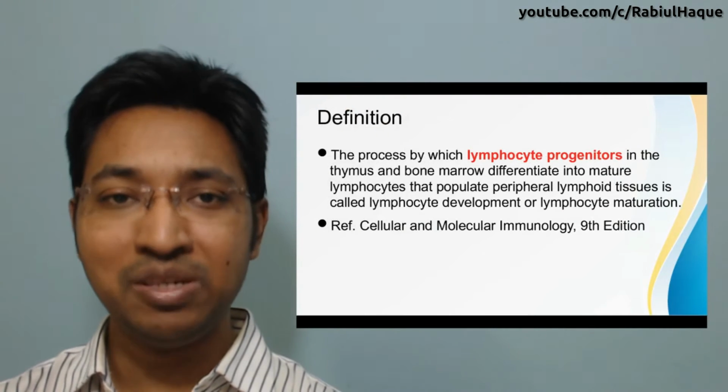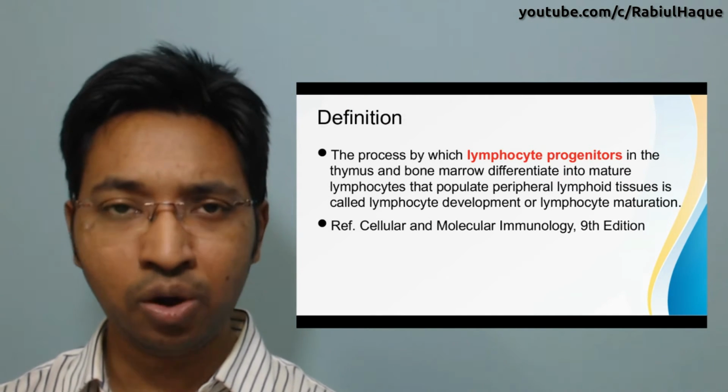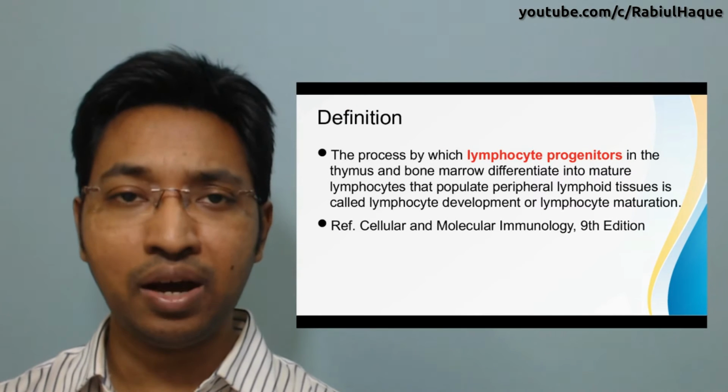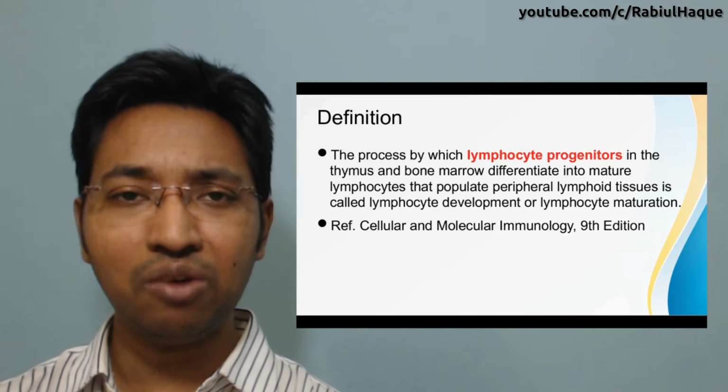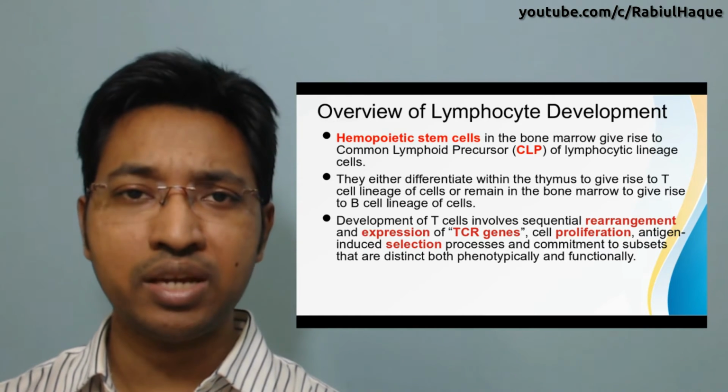Okay, so I am repeating this definition one more time for my students and then we will move on. So how can we define lymphocyte development? It is the process by which lymphocyte progenitors that are located in the thymus and bone marrow differentiate into mature lymphocytes that will populate peripheral lymphoid tissues. So now that we have defined lymphocyte development, let's move on and talk about the overview of lymphocyte development.